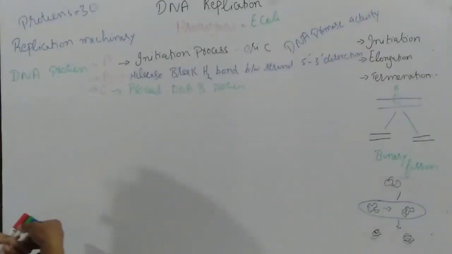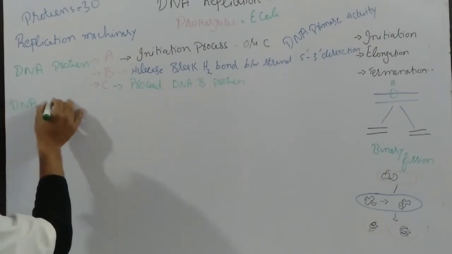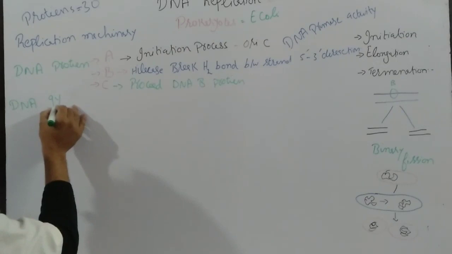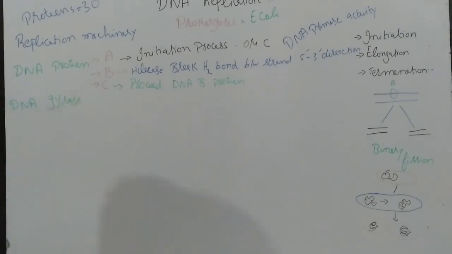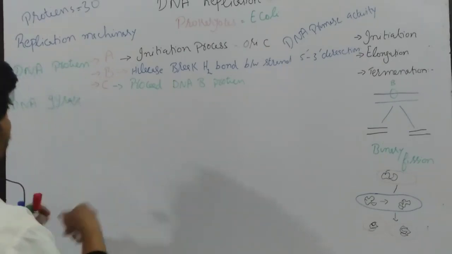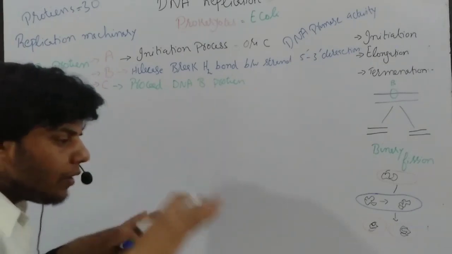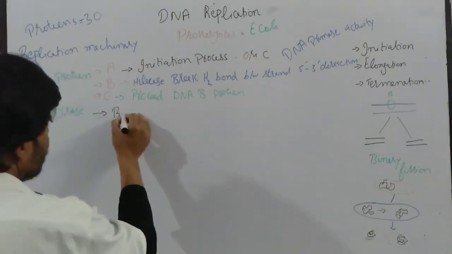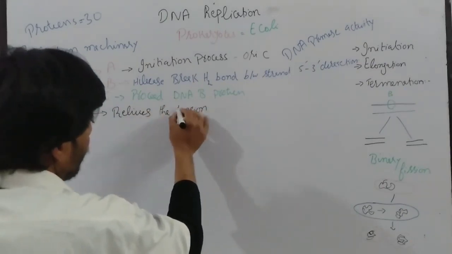Now we have another protein, DNA gyrase. DNA gyrase is usually involved to release or relax the tension. It relieves the tension.